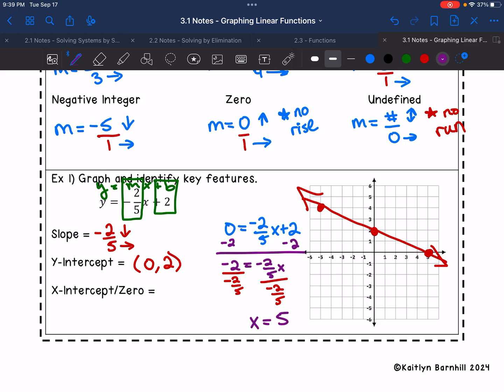Okay, and I get x equals 5. Okay, so that means that my 0, my point, my x-intercept, is 5, since that was what x equaled, and 0, since I used a 0 for my y. And you can see that here on our graph, right there. That's our x-intercept. This is our y-intercept. And then our slope, we can see that because we went down by 2 and right by 5.